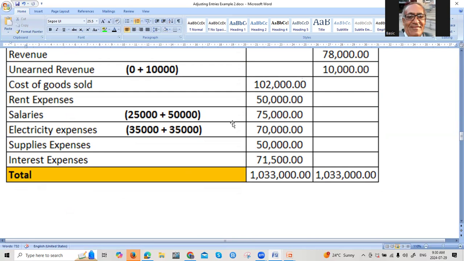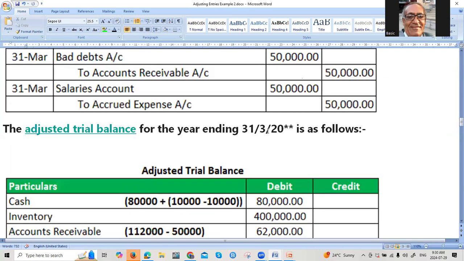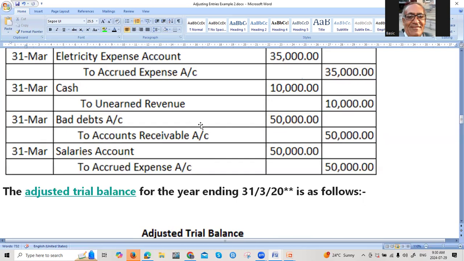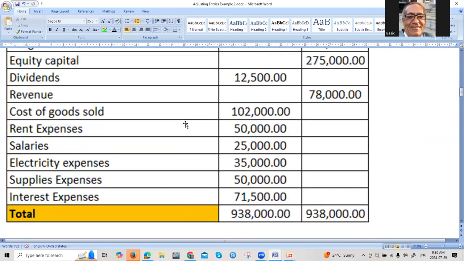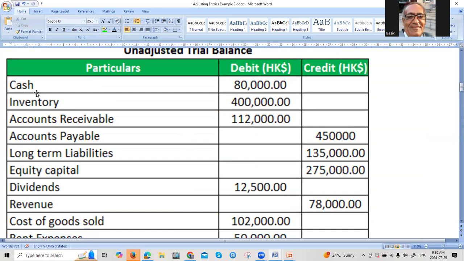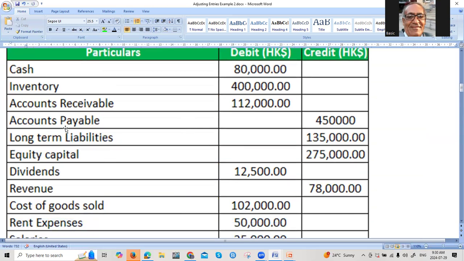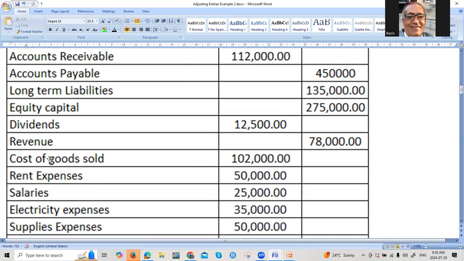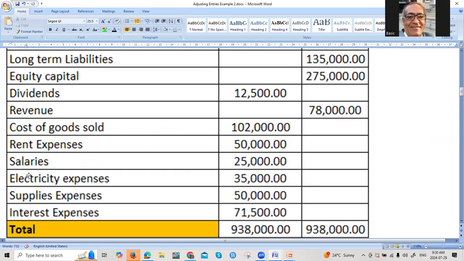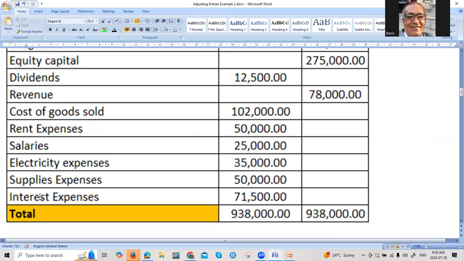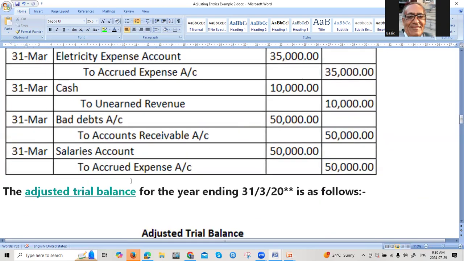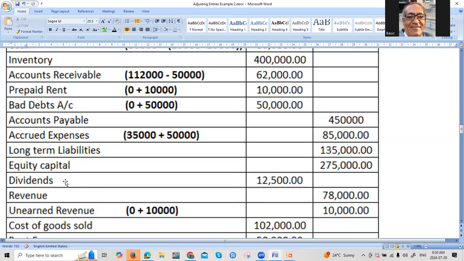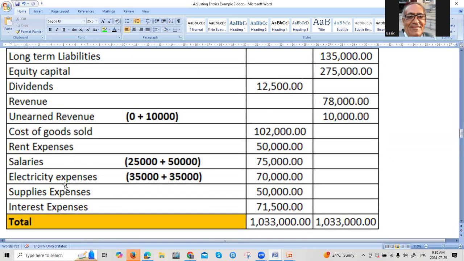75,000. But on the other side also, we have accrued expenses, the 50,000. So we'll go to the accrued expenses and look here. We have account receivable, account payable, dividends, revenues, cost of goods sold, rent expenses, salaries. We don't have accrued expenses. So we have to create accrued expenses.